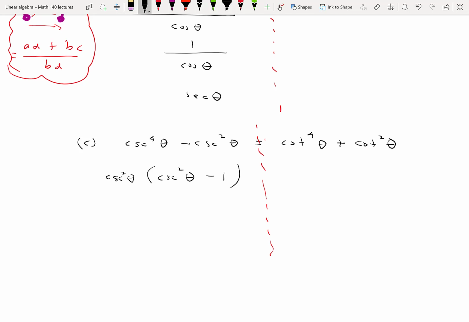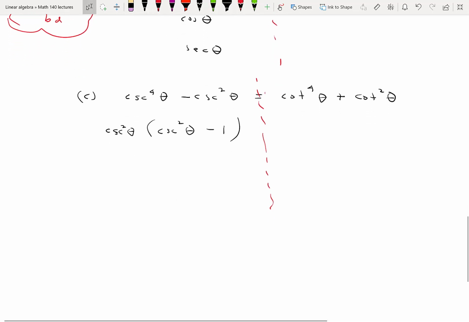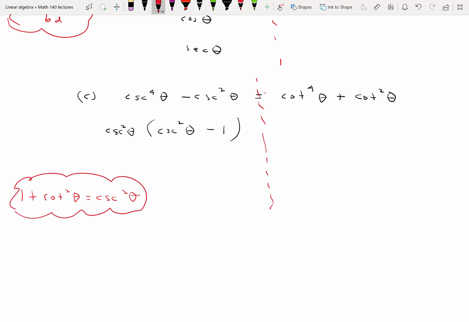Okay, so there's my algebra. Then I notice I have cosecant squared on the left and cotangent on the right. So I ask myself, is there an identity that relates cotangent and cosecant? And the answer is yes. We have the identity that says 1 plus cotangent squared theta equals cosecant squared theta. So I'm going to put that in a little cloud over here. I get to use that.